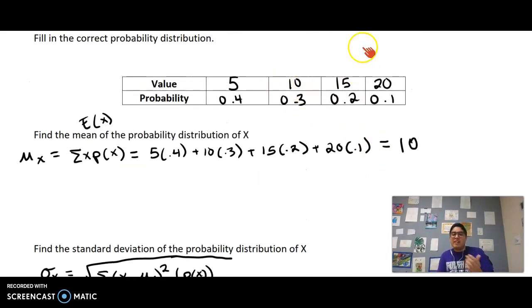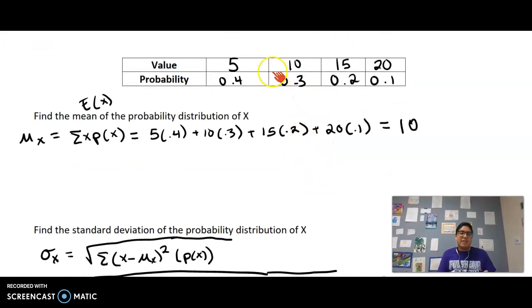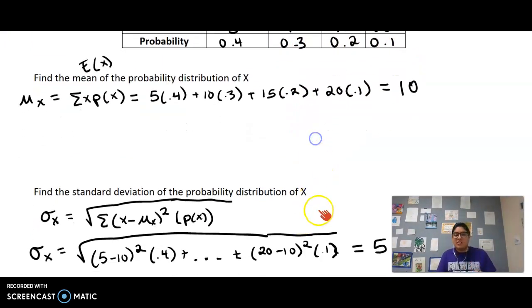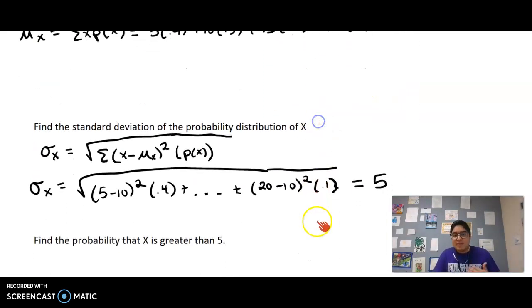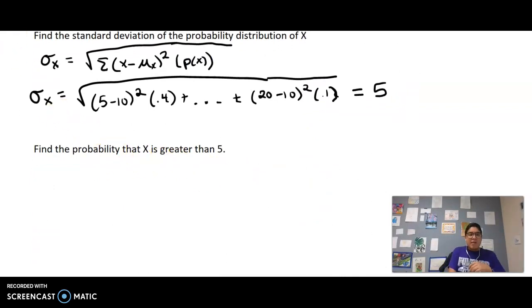So the first thing was finding the missing probabilities. To find the mean, I multiply them, and then to find the standard deviation, I use this handy dandy formula. But now look, I have a valid probability model, and again, mutually exclusive events. So I can actually now apply more rules of probability here. And so here it says, find the probability that x is greater than 5.